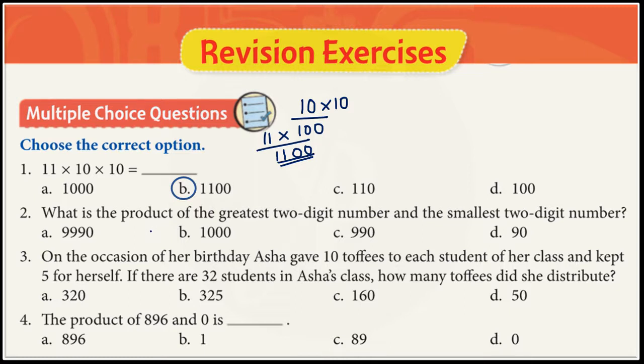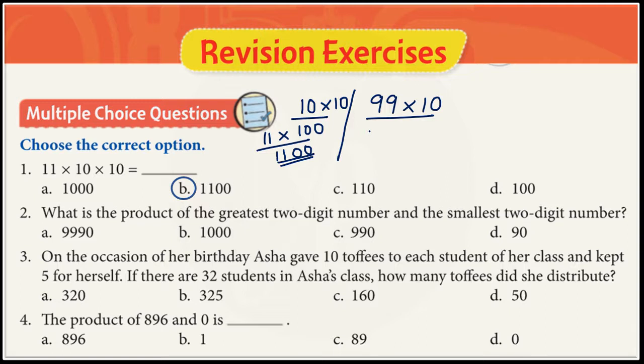Now let us move to the second question. Question number 2. What is the product of the greatest two-digit number and the smallest two-digit number? The greatest two-digit number is 99, isn't it? The greatest two-digit number is 99, and the smallest two-digit number is 10. So the product of 99 and 10.